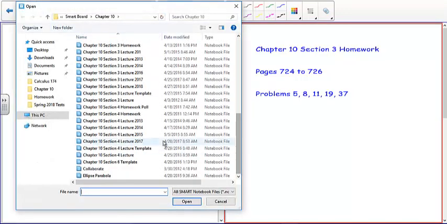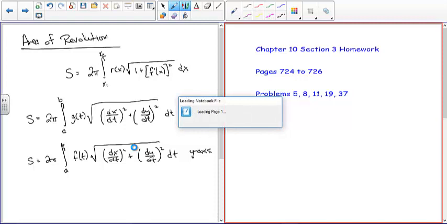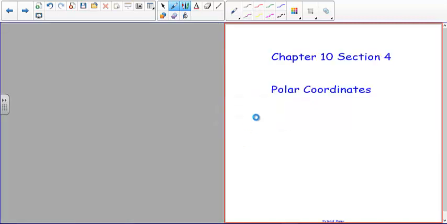So we're going to go to section 4. Section 4 is dealing with a different coordinate system. And if you take Calc 3, one of the things that they'll look into is different coordinate systems such as the polar coordinate system, the cylindrical coordinate system, and the spherical coordinate system. So in this chapter, we just look at a two-dimensional case, which is the polar coordinate system.